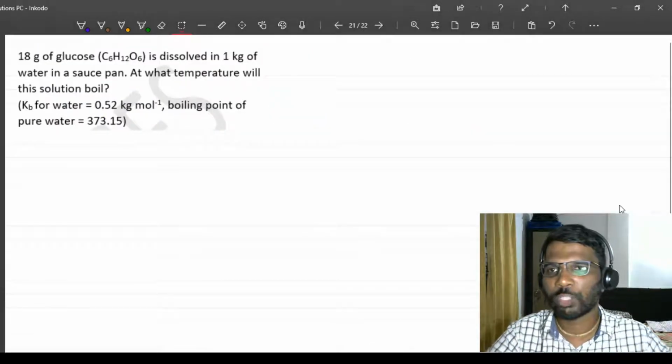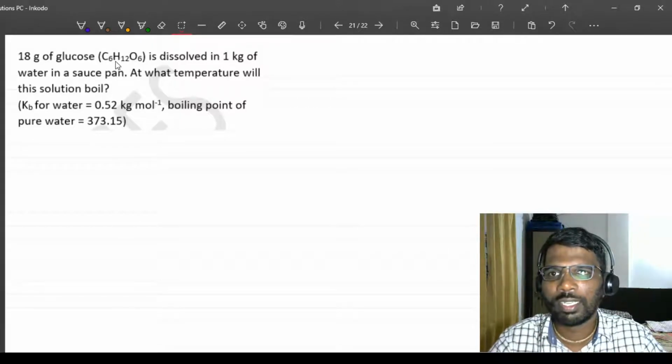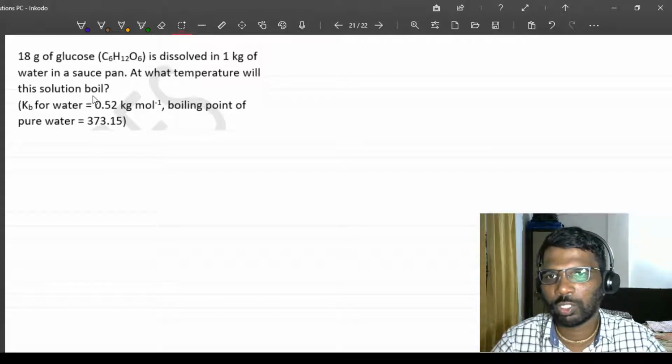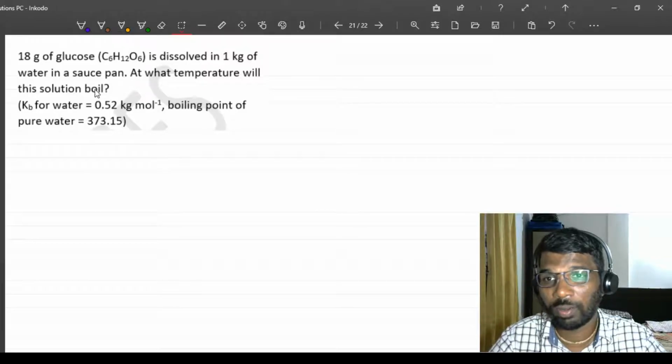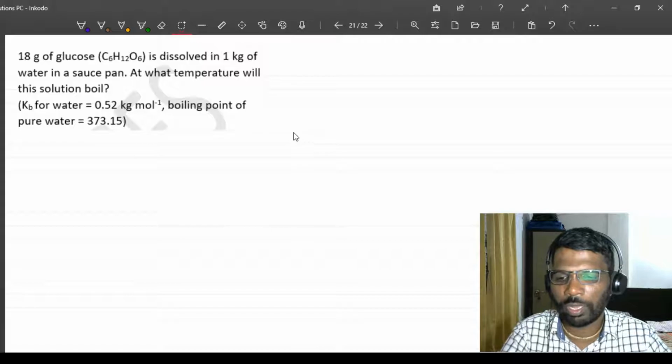Okay, here is the next question. It says that 18 gram of glucose, say C6H12O6, is dissolved in 1 kg of water in a saucepan. At what temperature will this solution boil? This question is regarding the elevation in the boiling point.